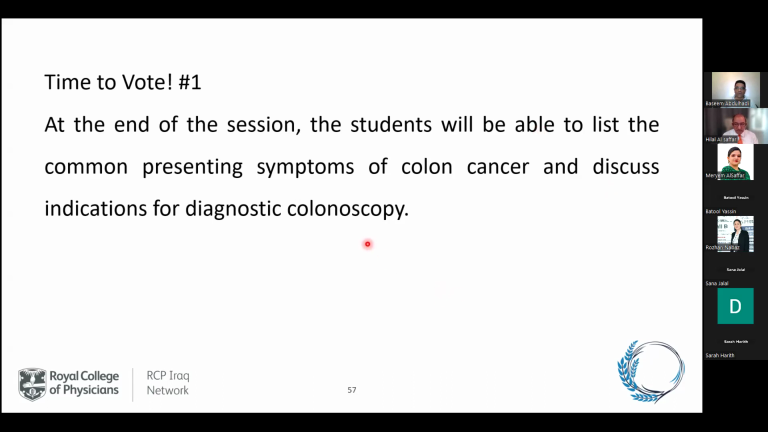But there's one point I didn't mention in the steps of writing learning objectives. Every learning objective should contain just one action verb. True. And in this statement, we have two verbs: able to list common presenting symptoms of colon cancer, and the second verb, to discuss indications. So this objective should be written in two points, not one point.